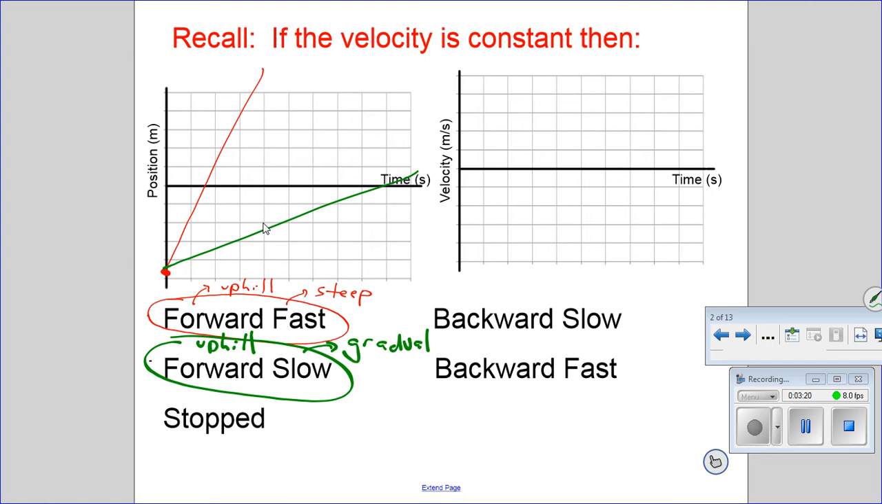Again, there's nothing magic about where I drew it. I could have drawn it up here, and that would have been fine too, right? Good?